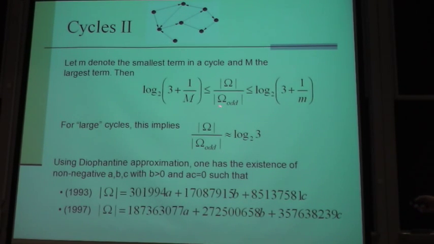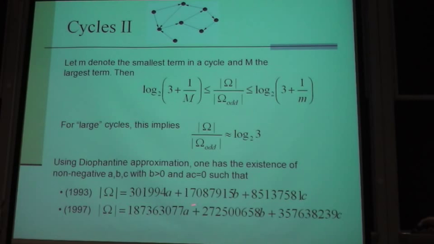Other stuff with cycles. This is, I would say, another very interesting, helpful result related to the conjecture. If you had a cycle and the smallest term was small m, and the largest term was capital M, then you can bound the total number of terms in the cycle divided by the number of odd terms by these 2 quantities here. So this tells you if you had a large cycle, if the terms were very big, this ratio is approximately log of 3 base 2. This is an irrational number. And so people have used Diophantine approximation to say what can I say about this ratio? And it forces the number of terms in the cycle to have different forms.